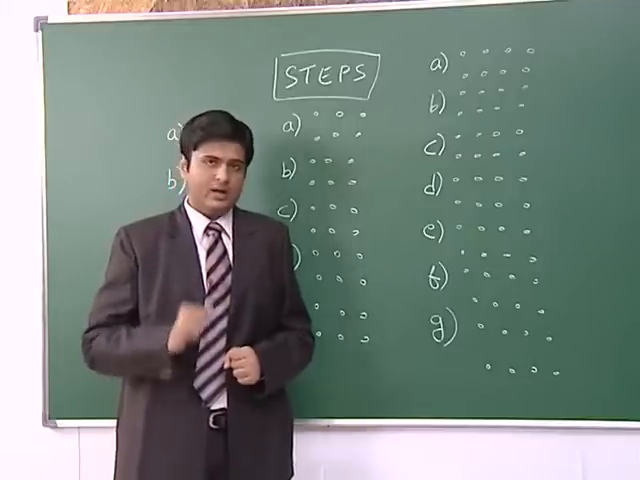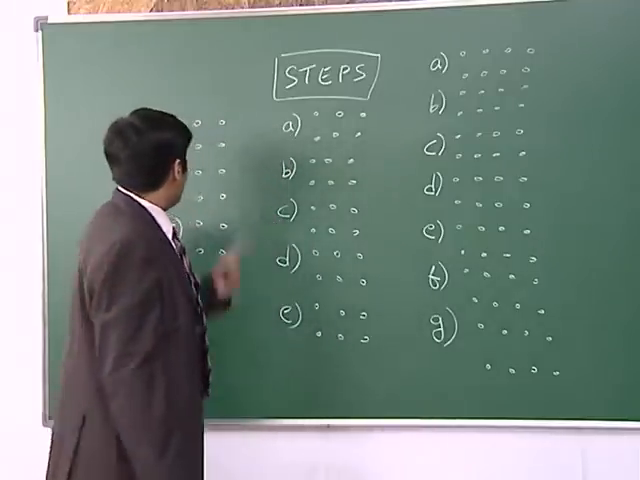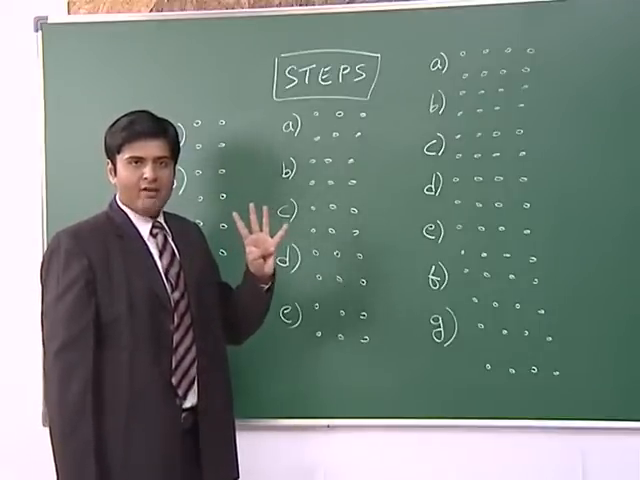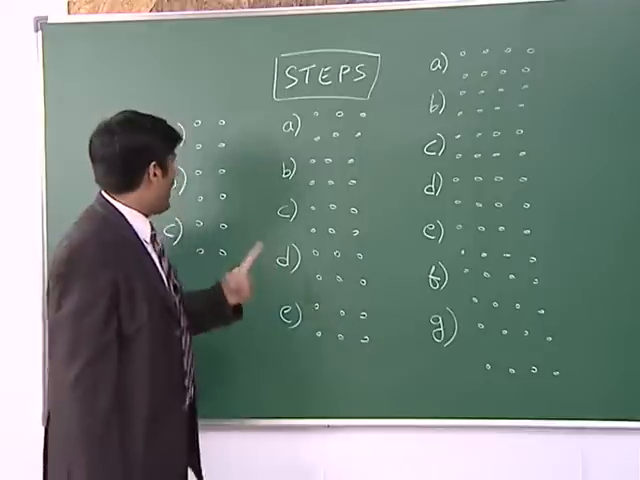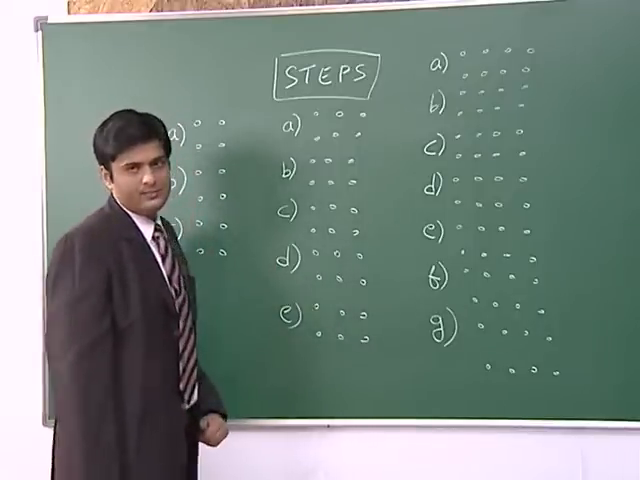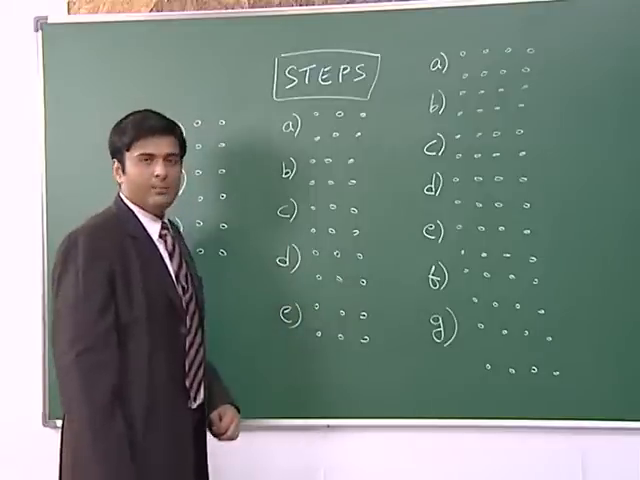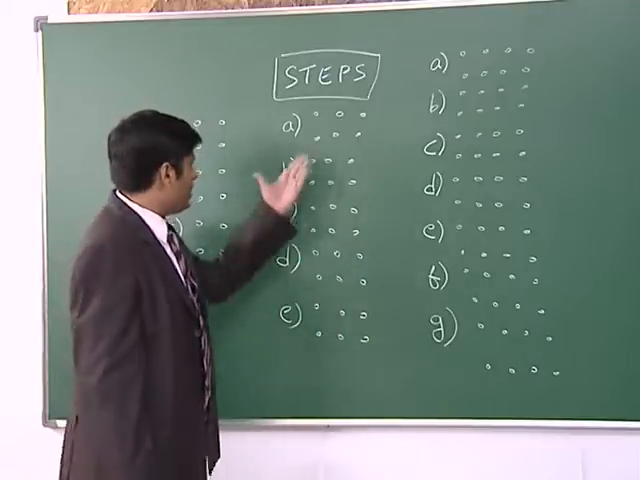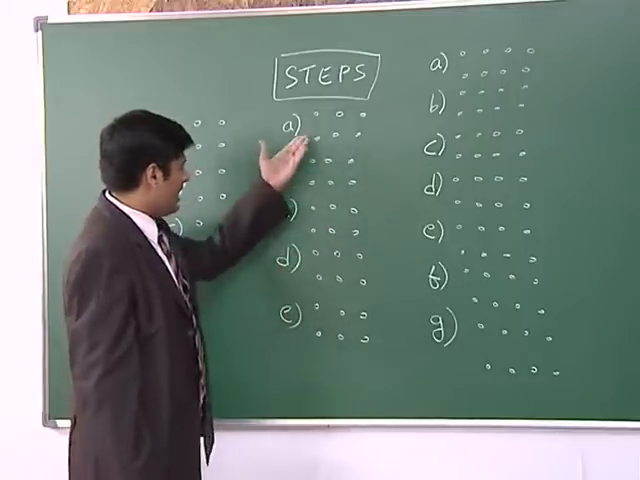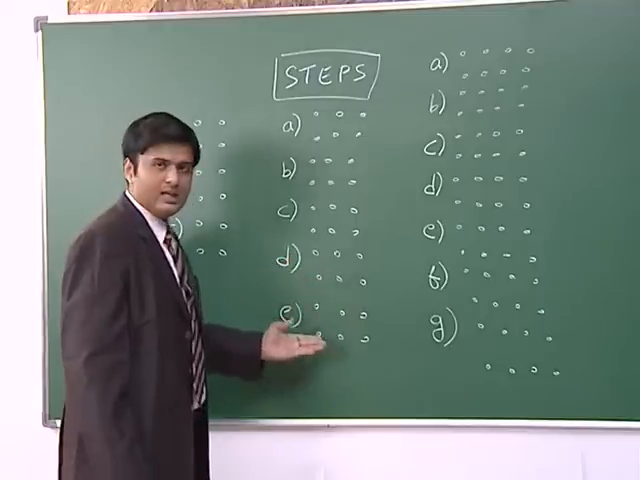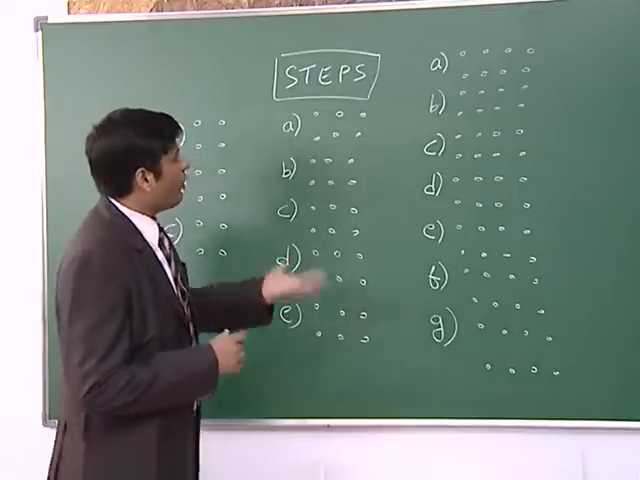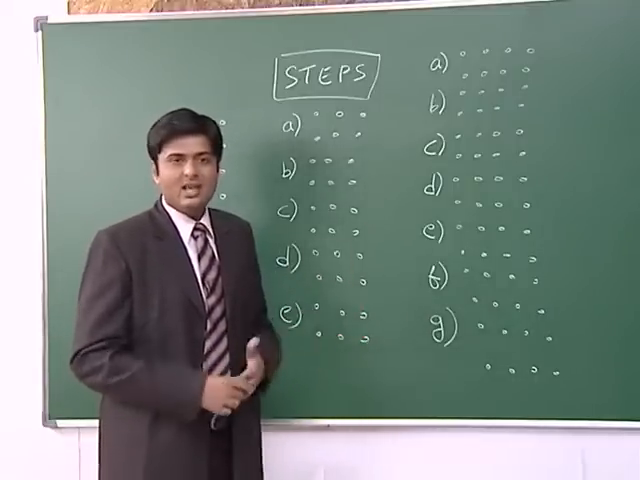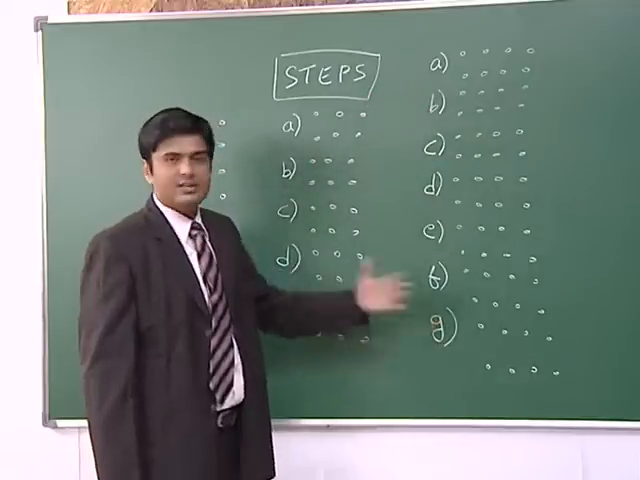Let me tell you how it works. When I multiply 2-digit numbers, double of 2 is 4 and 4 minus 1 is 3. That means I use 3 steps. When I multiply 3-digit numbers, double of 3 is 6 and 6 minus 1 is 5. So I use 5 steps, A, B, C, D, E. Similarly, when I multiply 4-digit numbers, double of 4 is 8 and 8 minus 1 is 7. So I use 7 steps.